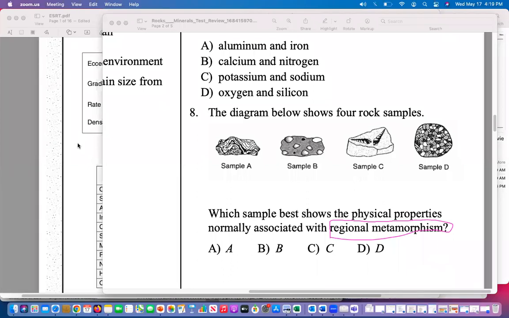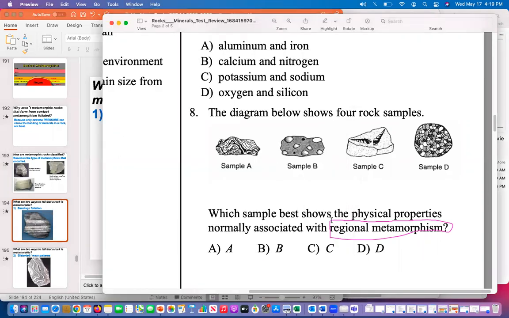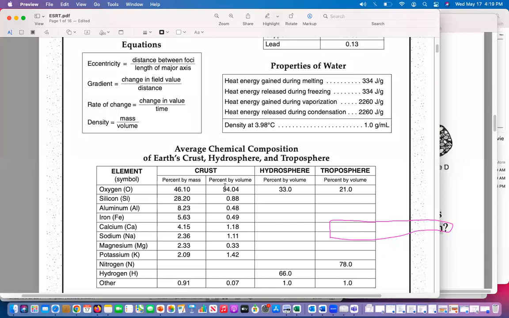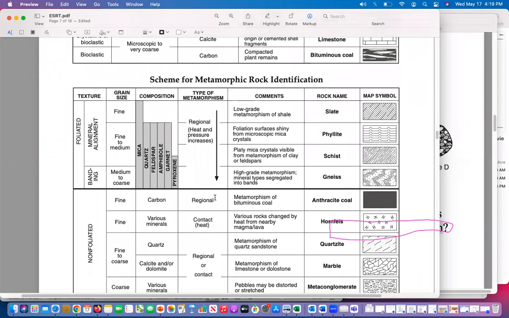And what type of rock are we dealing with? A metamorphic rock. And so, how do I know what a metamorphic rock looks like? Because that's what I need to know. When you look at your notes, we know it's a metamorphic rock because it says it's associated with regional metamorphism. If you take a look at your reference tables, look at that, regional metamorphism only occurs in a metamorphic rock.